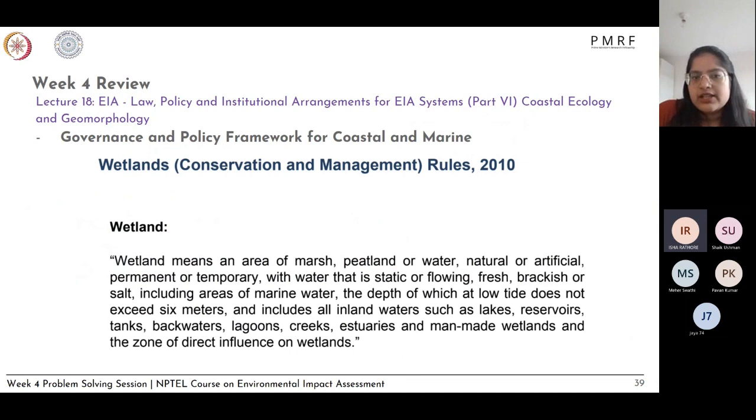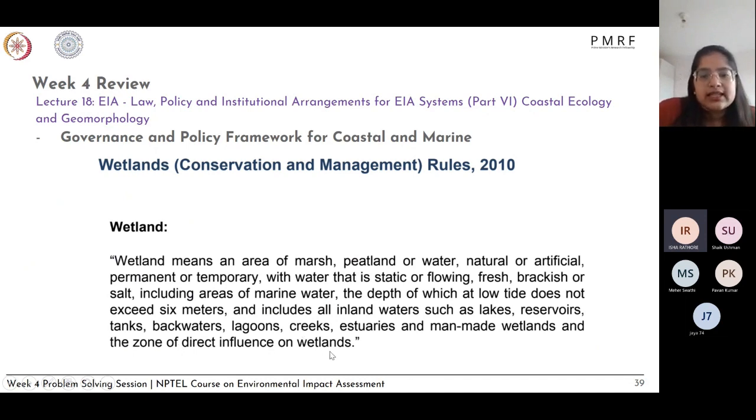And then we also have the Wetlands Conservation and Management Rules of 2010. So wetlands are basically areas of marsh, peatland, or water. They can be natural or artificial. They can be permanent or temporary. They can have water which is static, like the mangroves, or it can be flowing, like the river basins and things. Or it can include marine water, it can include salt water, the depth of which at low tide does not exceed 6 meters, and include all inland waters such as lakes, reservoirs, tanks, backwaters, lagoons, creeks, estuaries, and man-made wetlands, and the zones of direct influence on wetlands.